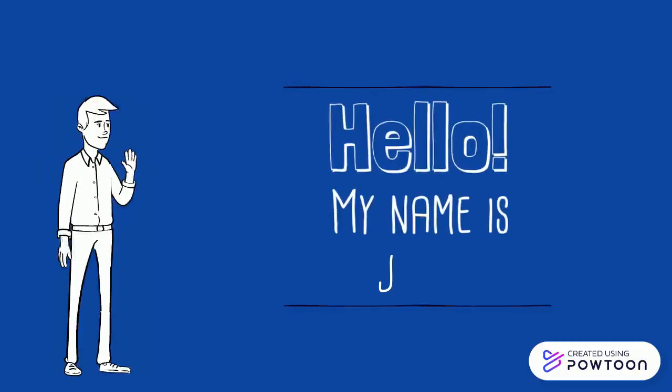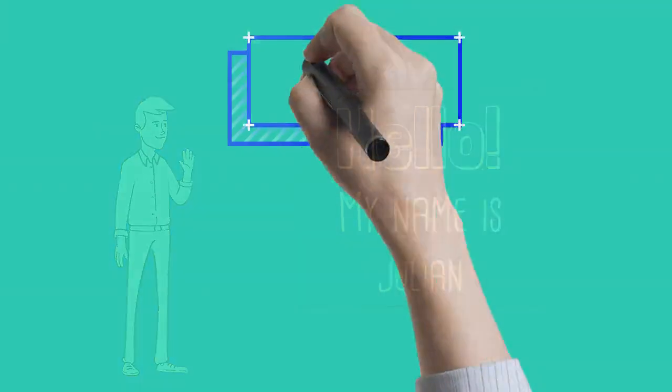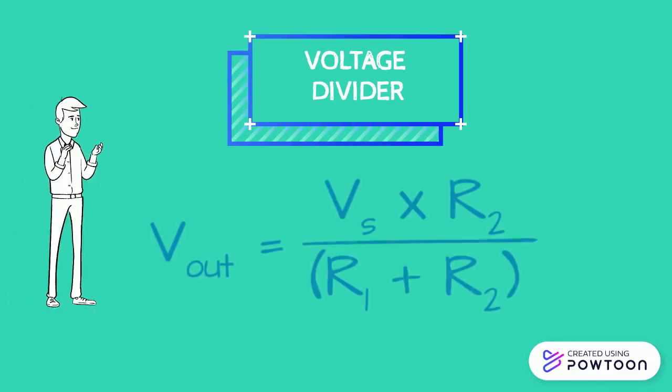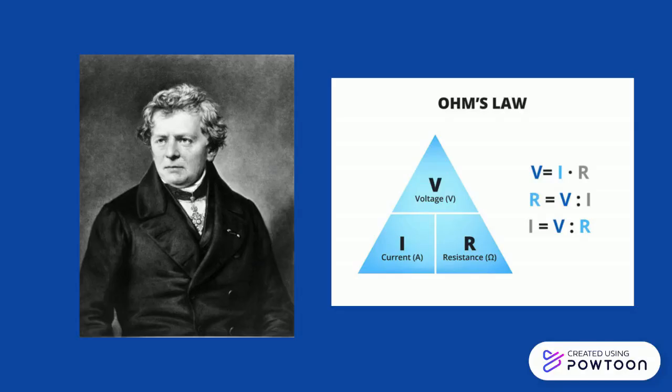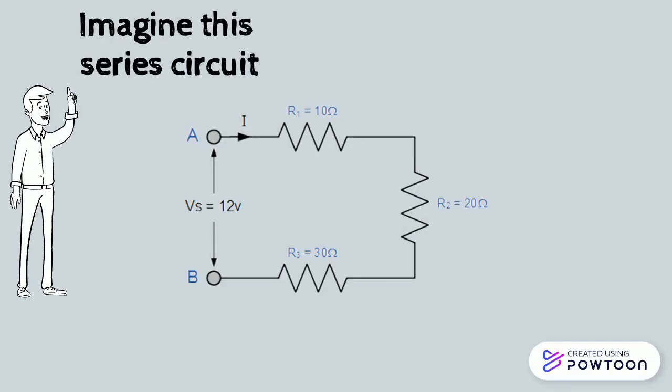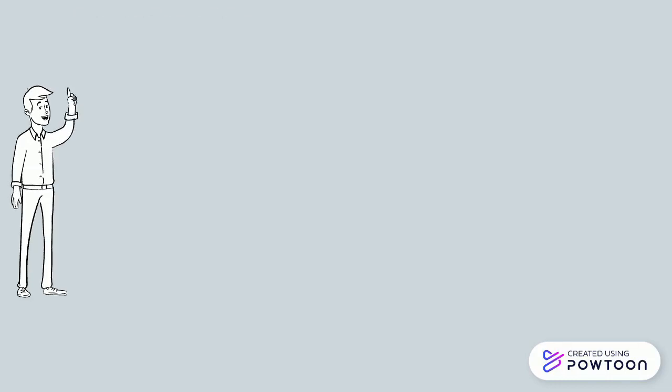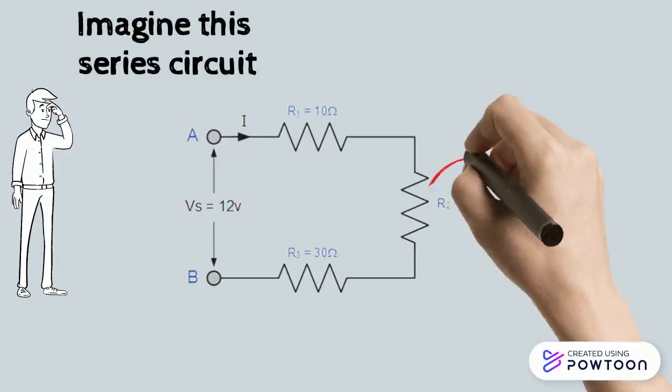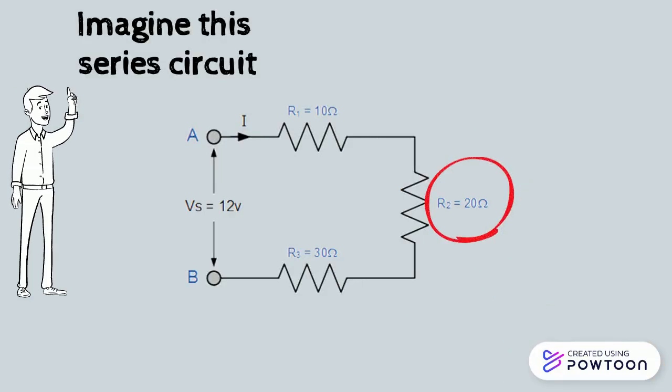Hello, my name's Julian, and my video today will be explaining and exploring the voltage divider rule. Based on Ohm's law formulated by George Simon Ohm in the 1820s, it's a fundamental circuit analysis method in electrical engineering. Imagine a circuit like this, containing a voltage source V1 and three resistors R1, R2 and R3 in series. We want to find the voltage across R2.